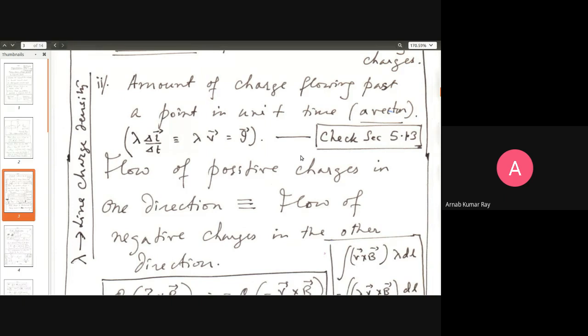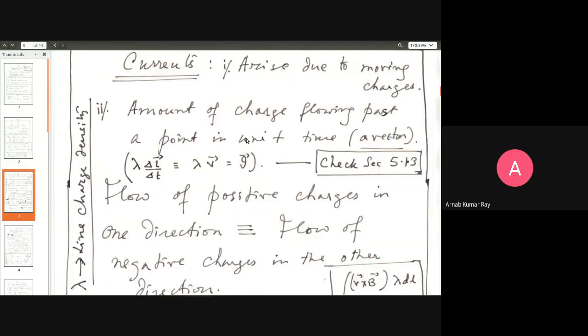Lambda is the line charge density. So in a small segment of the wire having a length delta L, the amount of charge that will flow past in a time window of delta T will be lambda delta L. So lambda delta L divided by delta T. And delta L by delta T, going in the limit, will give you lambda into the velocity, V. So lambda into V is I, the current. So it's the current, the vector that you have. So that's a basic property.